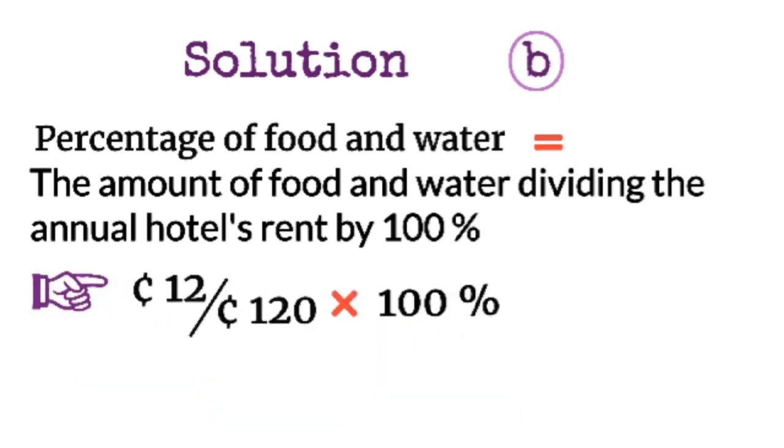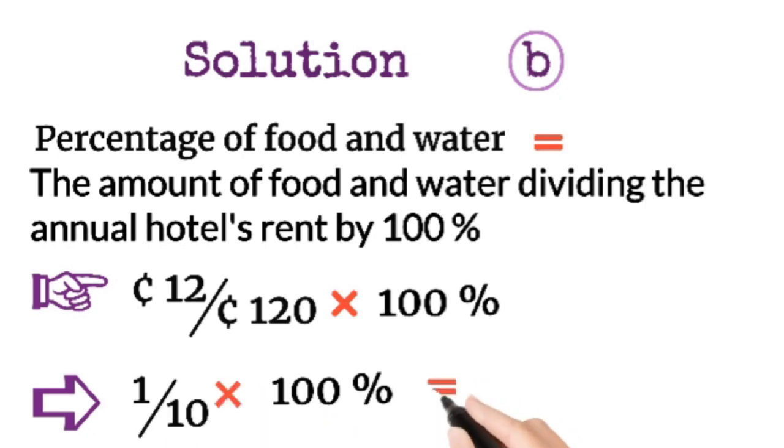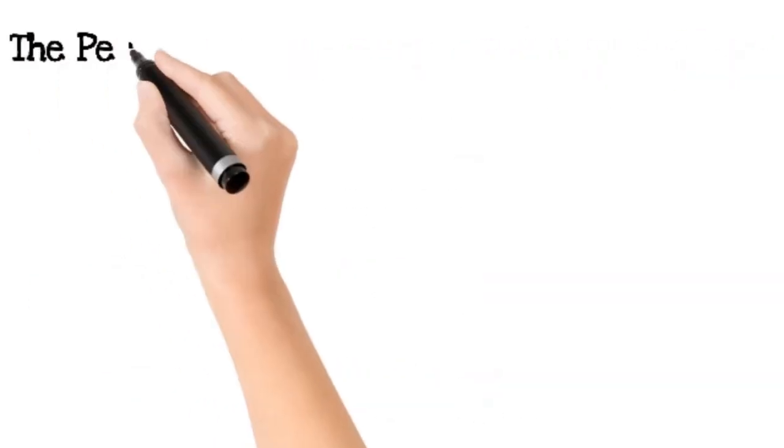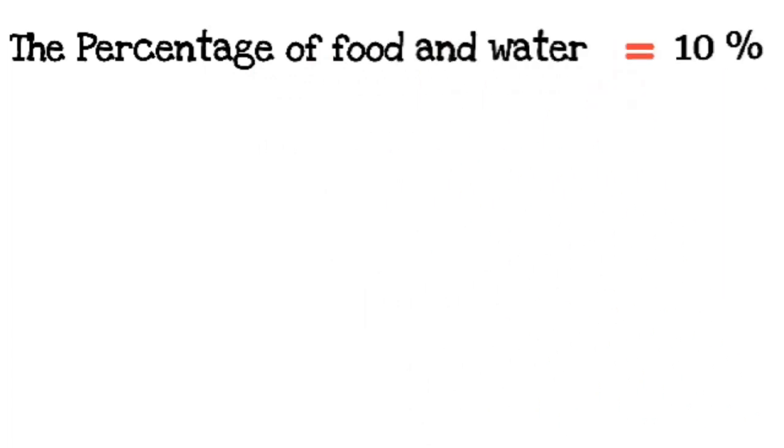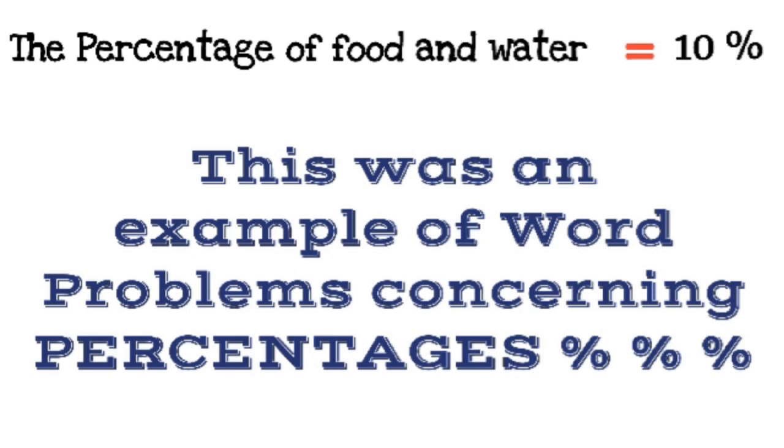So the 12 cedis will cancel into the 120 cedis, and it will remain 1 over 10 times the 100%. The 1 will multiply the 100% and divide it by the 10, and 100% over 10 is 10%. So 10% is the answer for the percentage of food and water. So this was an example of word problems concerning percentages.